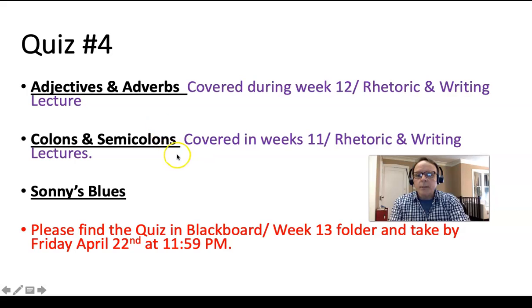So our quiz has 3 parts. These are things that we've covered over the last few weeks. Obviously, we're just covering the things that we've done in class in the PowerPoint lectures. So if you want to go back and look at these, we talked about adjectives and adverbs in week 12, and there are going to be 2 questions that'll ask you basically to use adjectives and adverbs correctly. So again, you could go back and look at the lecture for rhetoric and writing in week 12 when I covered that.